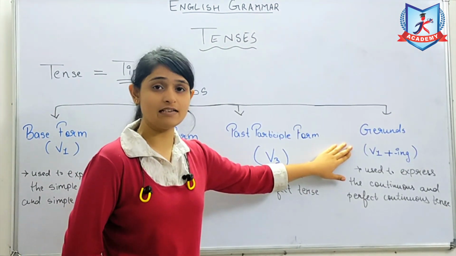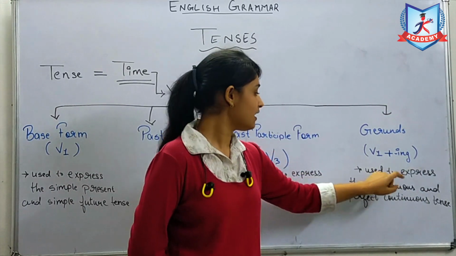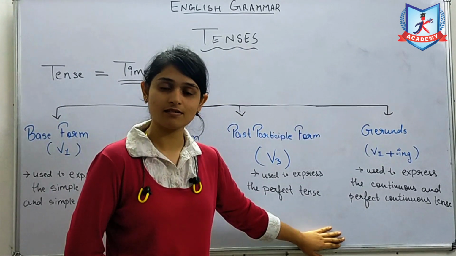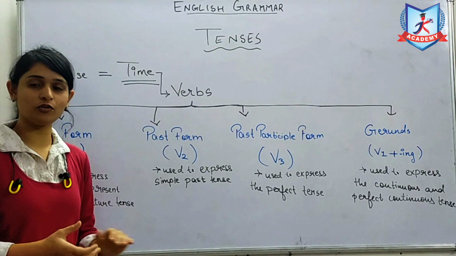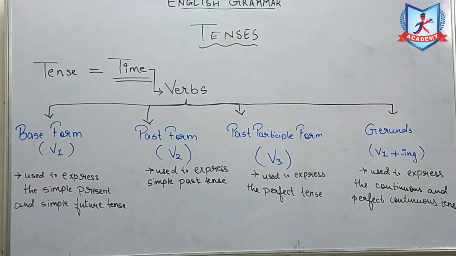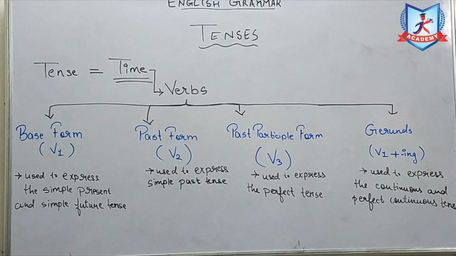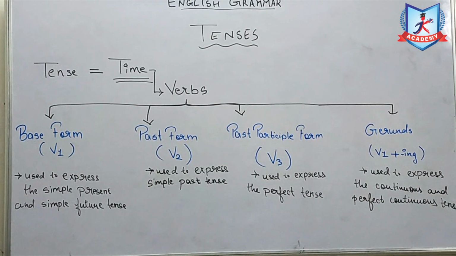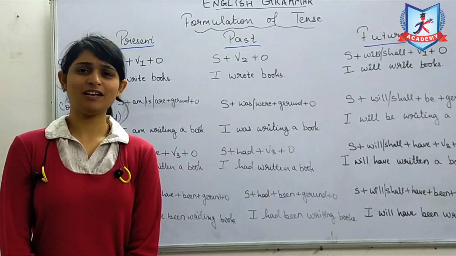And talking about gerunds, gerunds are formed using the V1 form of the verb plus ing. And they are used to express the continuous as well as the perfect continuous tense. Now, I want you guys to note this much down in your notebooks. Okay, I hope आप सबने लिख लिया होगा.